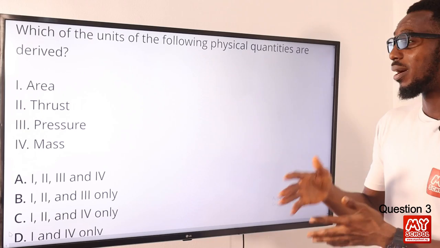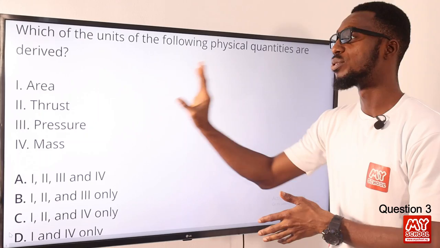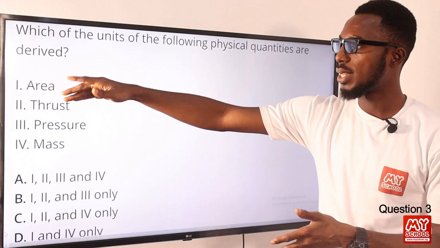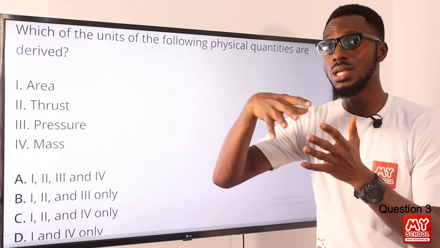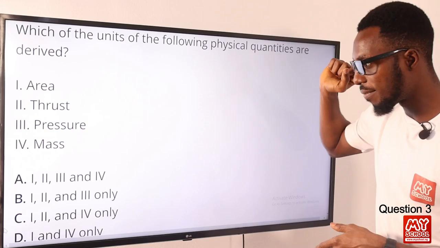I have already mentioned mass as one of the fundamental quantities. So you should know that every other thing presented here is a derived quantity. Which combination that we have here is derived? That should be area, thrust, and pressure. Because if you look at pressure, we're talking about force and area, so you can see two quantities brought together. So the correct option should contain those. Where do we have that combination? Yes, option B is a valid option.